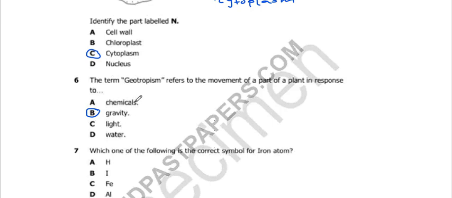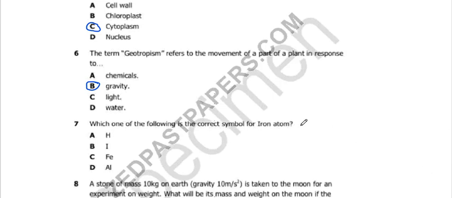So for chemicals, you'd have chemotropism. For light, you'd have phototropism. And for water, you'd have hydrotropism. So the correct answer is gravity, which is geotropism. And question number 7 says, which one of the following is a correct symbol for iron atom?